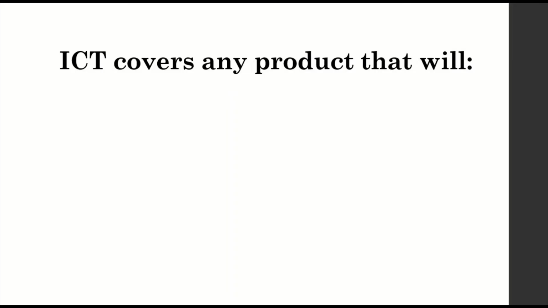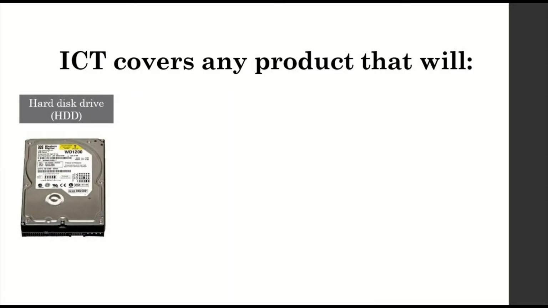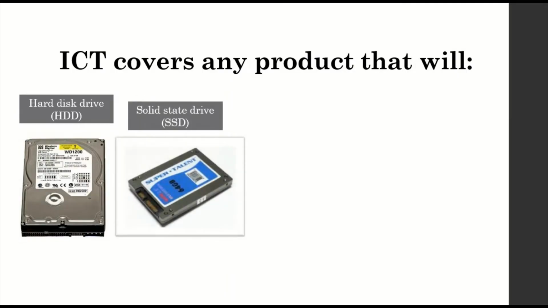So ICT covers any products that will store data or information or programs. An example here is the hard disk drive, which is used in desktop computers. The second example is the solid state drive. These are the hard drives that are used in small devices like laptops and so on. So that product, of course, will store information or data or programs.